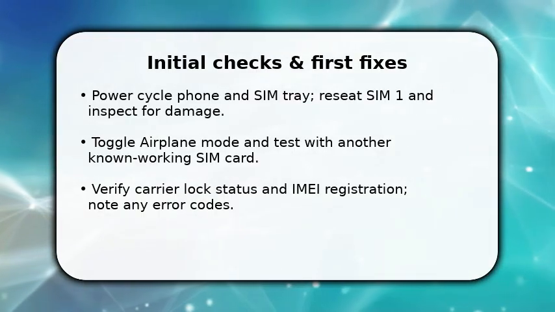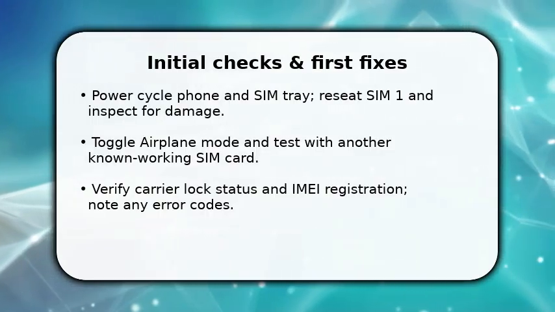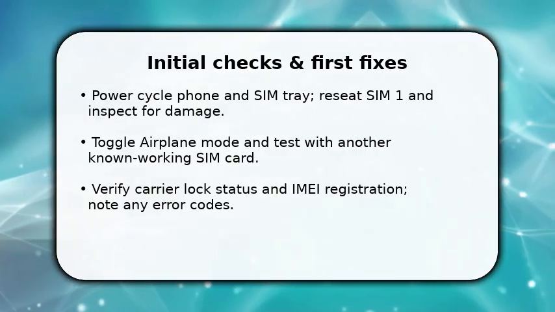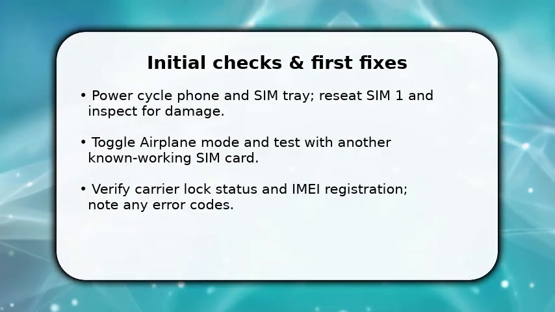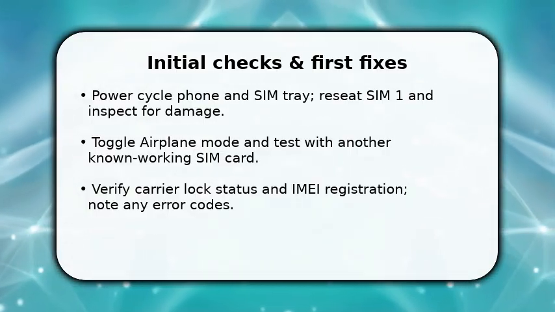Once done, power on, toggle airplane mode, and test with a second working SIM so you isolate the phone versus the card. Make sure the device isn't network locked by your carrier and confirm IMEI shows in settings. If the IMEI is missing, stop and note the exact error for the next steps.